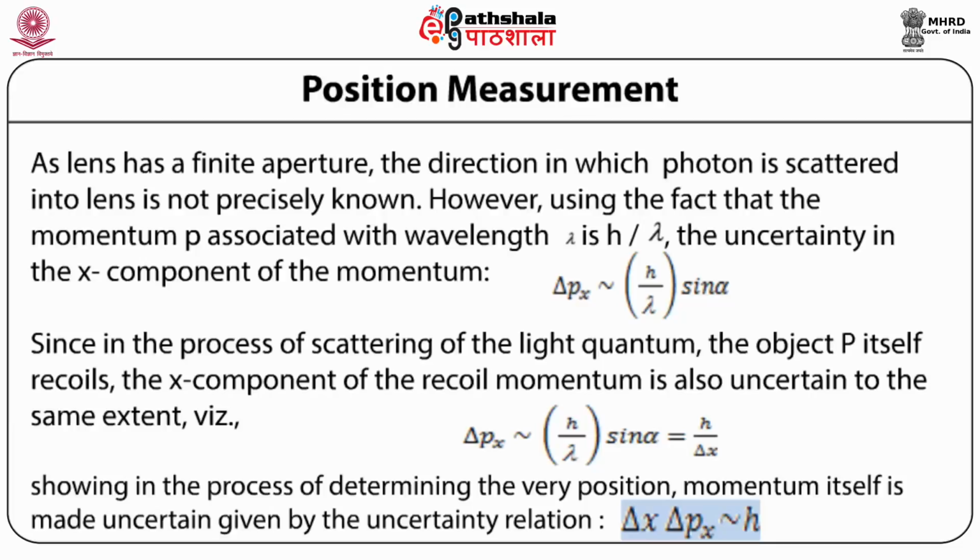So here what is happening is that because of the inherent uncertainty in determining the momentum of the scattered particle, that is delta px, we are introducing an uncertainty in determining the exact position of the particle, that is delta x, where delta x would always be greater than or equal to lambda, that is the wavelength of the incident light.